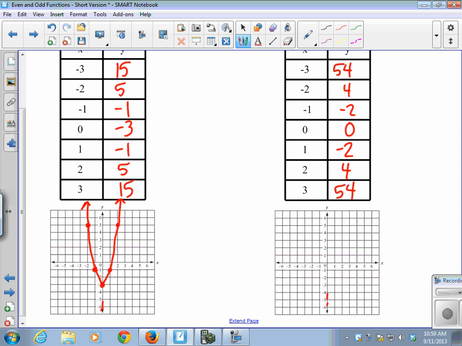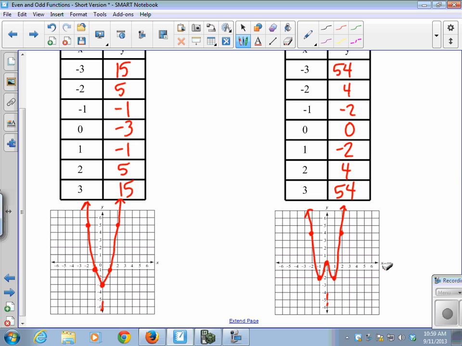Before I look for the pattern, I'm going to graph the other function. Negative 3, 54, I can't plot. Negative 2, 4, I can, so it goes there. Negative 1, negative 2 would be here. 0, 0 would be here. 1, negative 2 is here. 2, 4 is here. So my function is going to look something like this. Like a W.